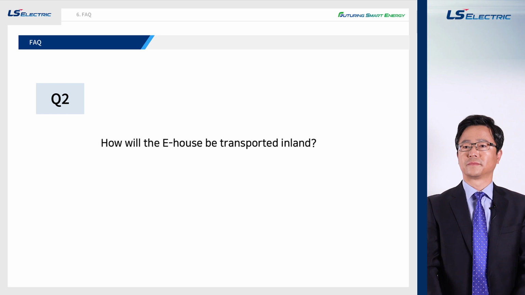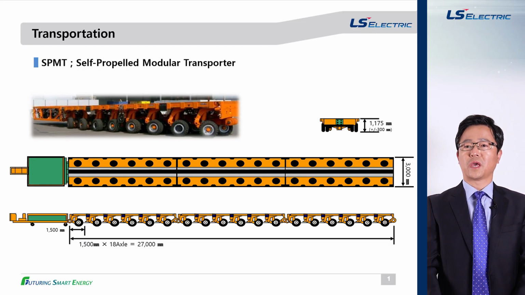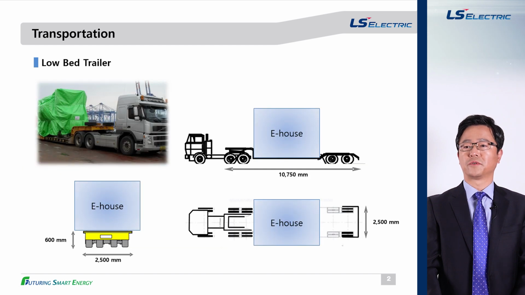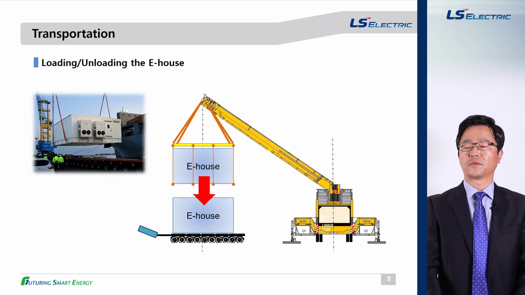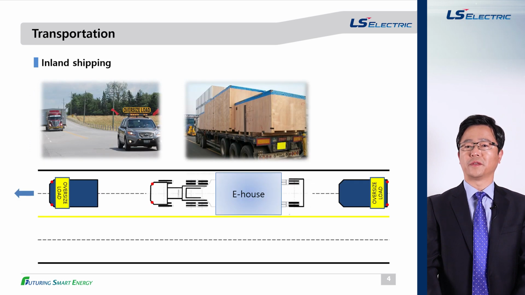Second question, how will the E-house be transported inland? As you can see in the pictures, the E-house will be delivered on a low-bed trailer or self-propelled modular trailers for land transportation, which will be accompanied by escort vehicles at the front and back. If we have to consider traffic jams, this fleet will move during the night. SPMT will be useful for placing the E-house on site.